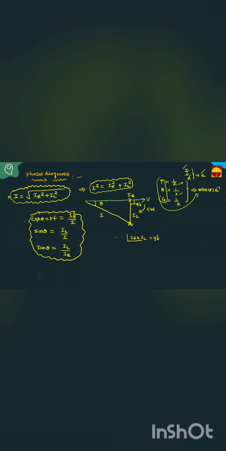Next, you draw the admittance triangle. Here I calculated the admittance now. What is the admittance in a parallel RL circuit? Y equals G minus j BL. This admittance is Y equals G minus j BL. Now I am drawing the admittance triangle. You have to draw it in the next slide. That is the admittance triangle.